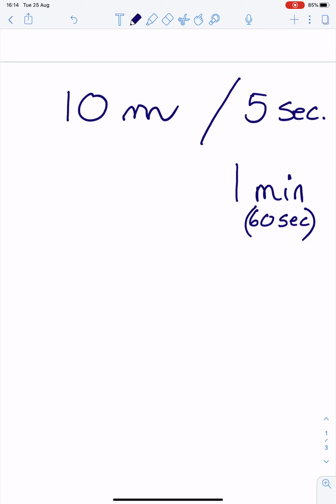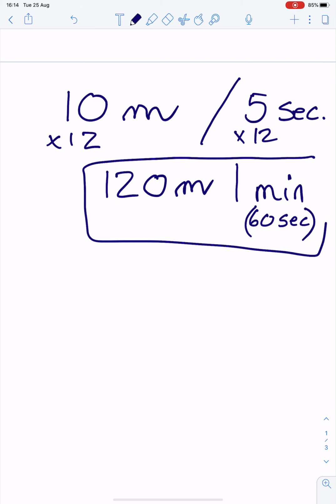So 5 times what makes 60? Well, 5 times 12 makes 60, if you remember your times tables. And what I do to one side, I must do to the other side. And 10 times by 12 is 120. So, there is my answer. If I run 10 meters in 5 seconds, I will run 120 meters in 1 minute.